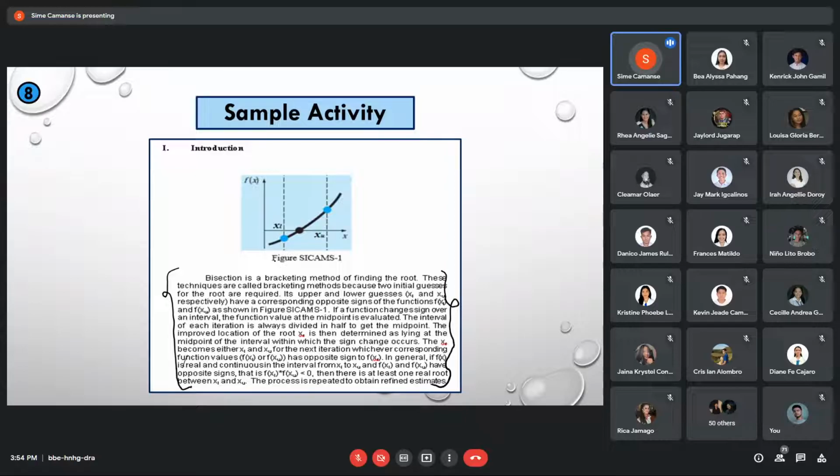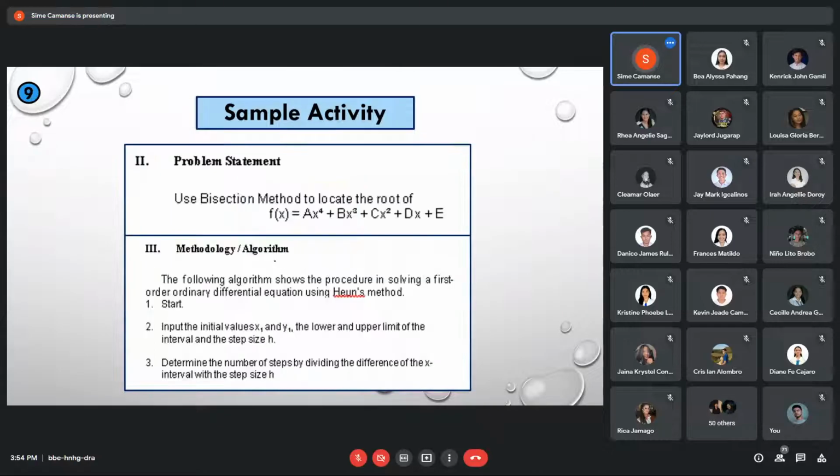So we have the criteria for the activity, which was discussed in the orientation. So what is the requirement in order for you to obtain those grades.